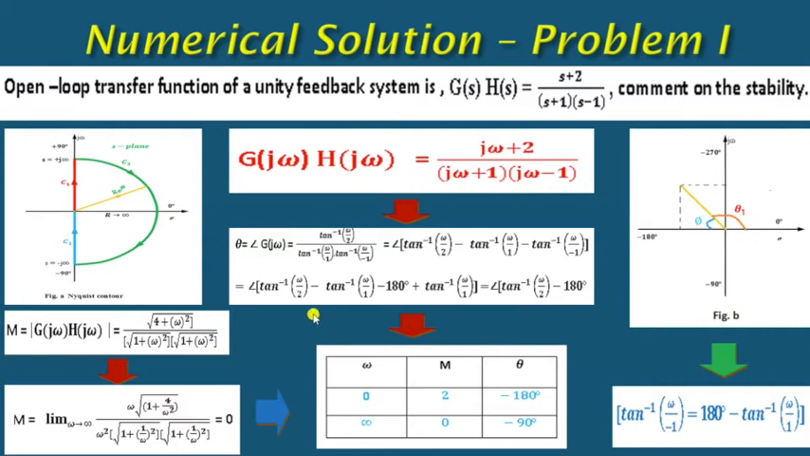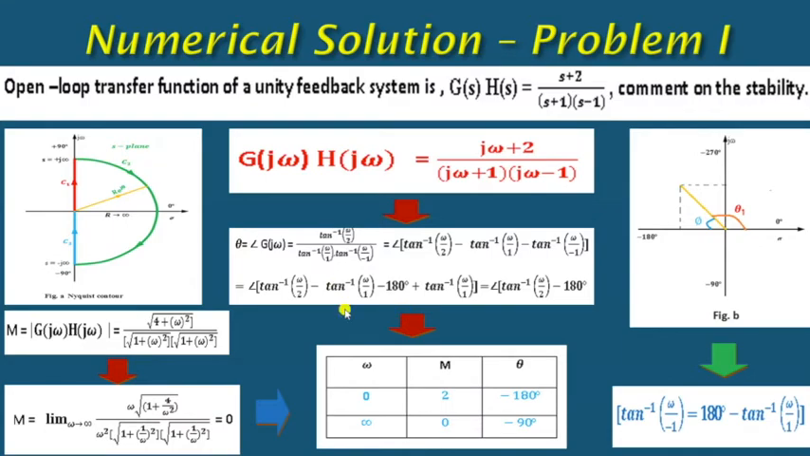Then if we put omega equal to 0, this angle is tan inverse 0, that means 0. Then this angle is minus 180. And when omega equals infinity, then this angle is 90. 90 minus 180, so this resultant angle is minus 90 degrees.